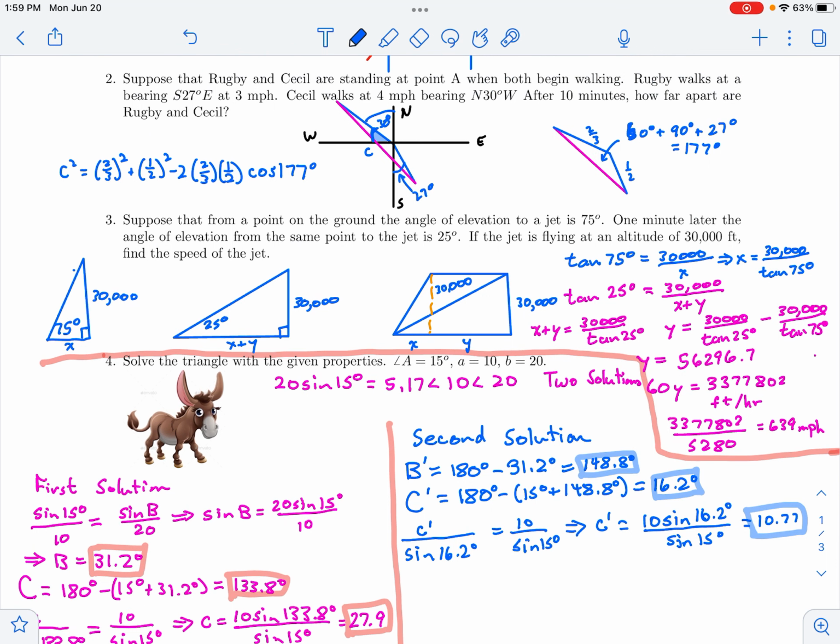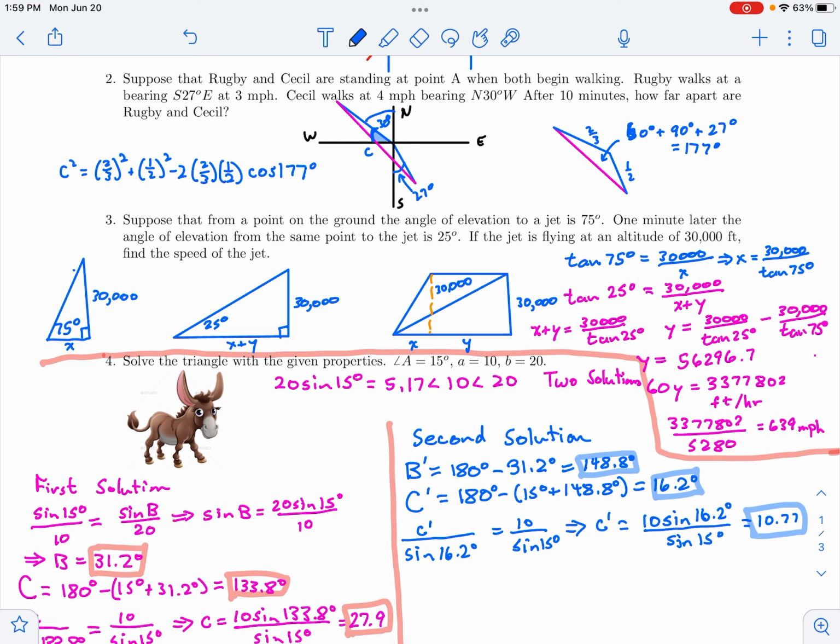Okay, now the next one, a person looks up, and down there at their feet, the angle of elevation up to this aircraft is 75 degrees.